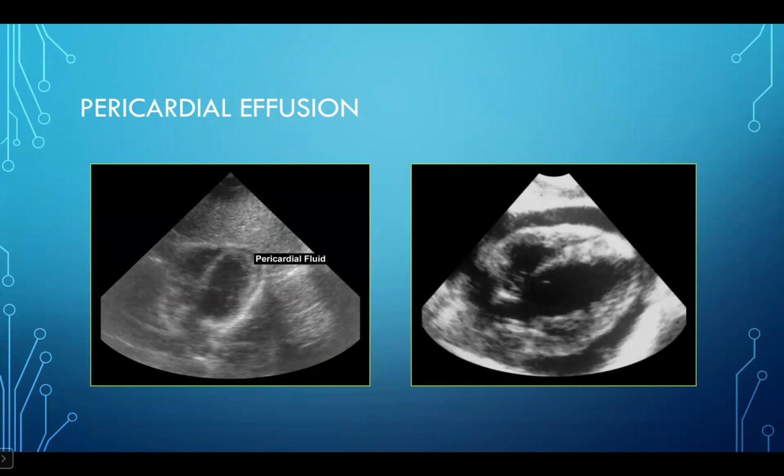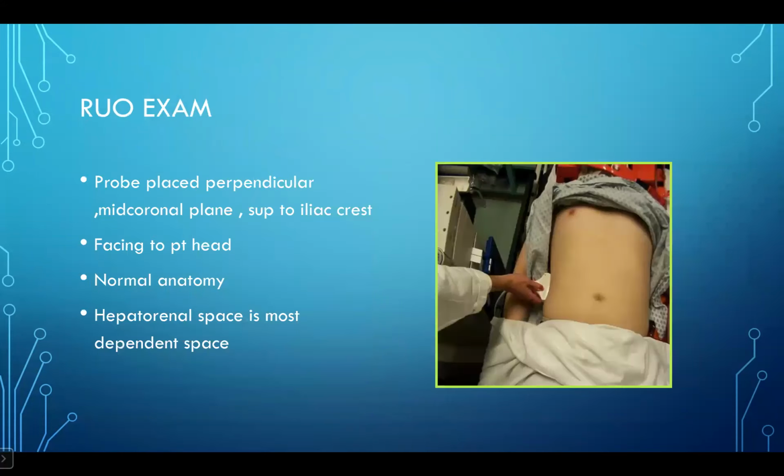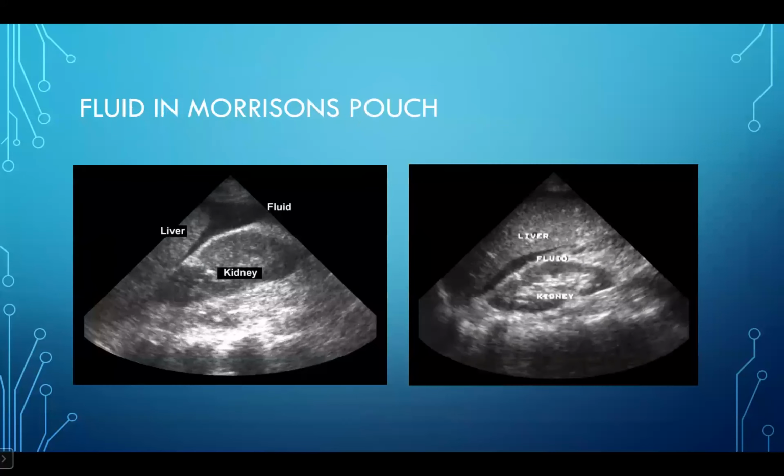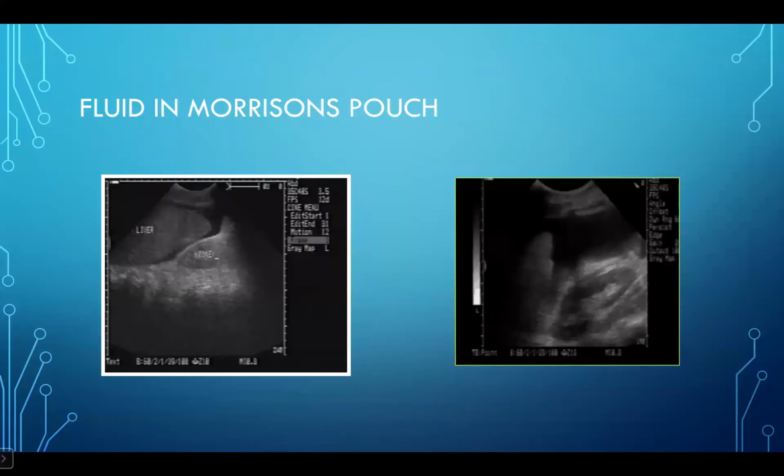Right upper quadrant examination: the probe is placed perpendicular in the mid-coronal plane, superior to the iliac crest, facing toward the patient's head. The normal anatomy shows the liver at the top of the screen and the kidney, with the hepatorenal space or Morrison pouch in between. This is the FAST scan showing fluid within the Morrison pouch. Another patient, also post-traumatic, showing fluid within the Morrison pouch.